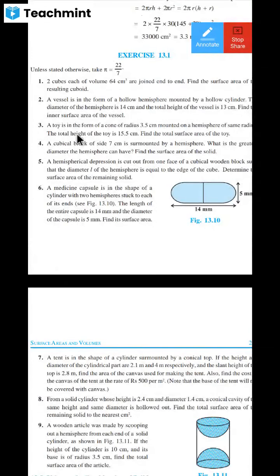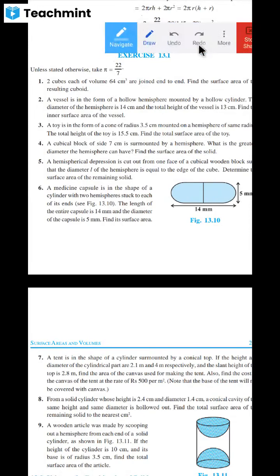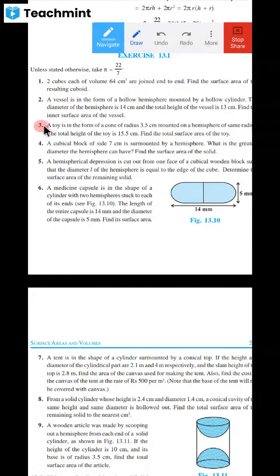A toy is in the form of a cone of radius 3.5 centimeter, mounted on a hemisphere of same radius. That means on a hemisphere, a cone of radius 3.5 centimeter is mounted, and the hemisphere also has the same radius. The total height of the toy is 15.5 centimeter. Find the total surface area of the toy. Please make a note of this question. Third question, all of you. Quickly.